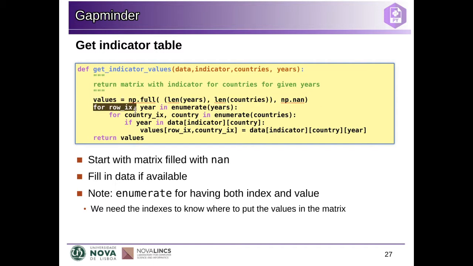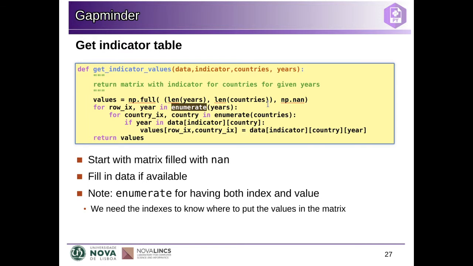Now for each row in the matrix, we need to pick the value for that year for each country. And so in this case, we need the year and we need the index along the array of years, because the first year corresponds to the first row in the matrix, the second year to the second one, and so on. So in this case, it's useful to use the enumerate function.